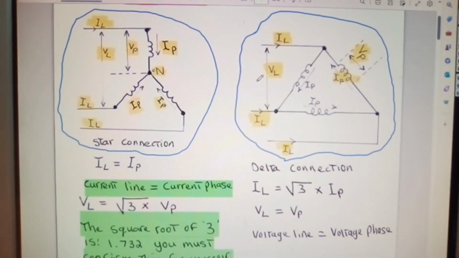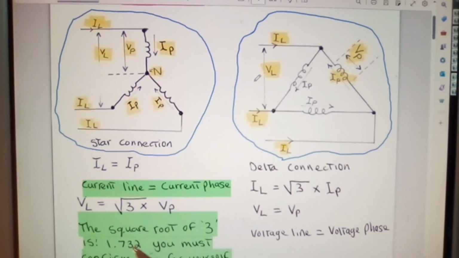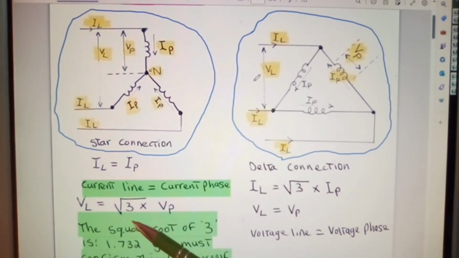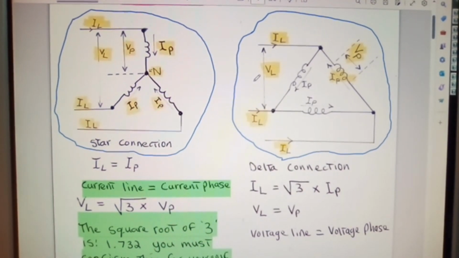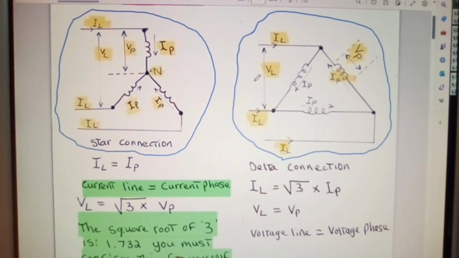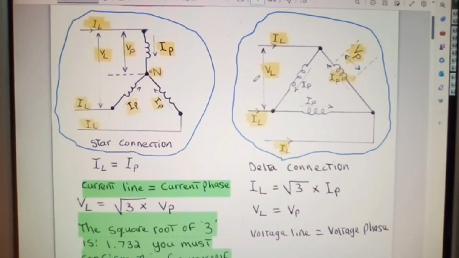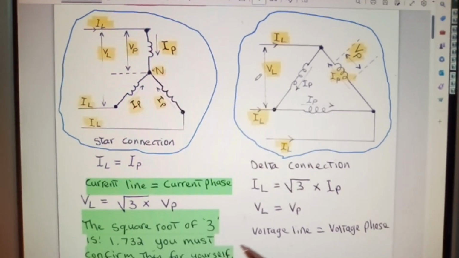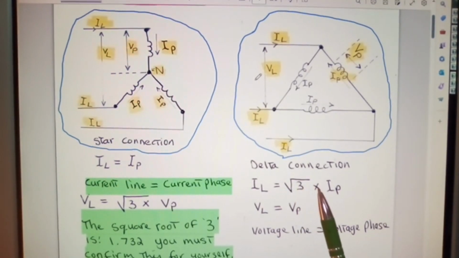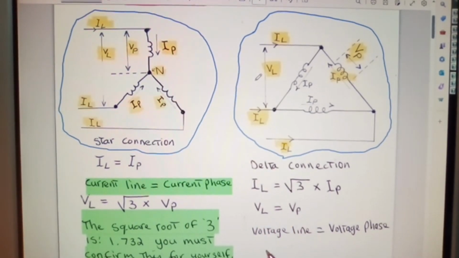Now in regards to current line and current phase, for the star connection, VL equals square root of 3 times VP. The square root of 3 is 1.732. You must confirm this for yourself. It is important that you recognize that value because it is constant. IL equals IP. For the delta connection, VL equals VP: voltage line equals voltage phase.